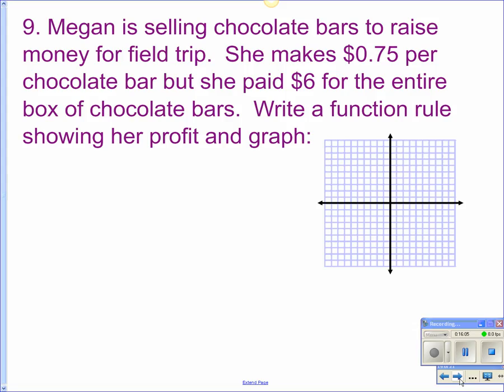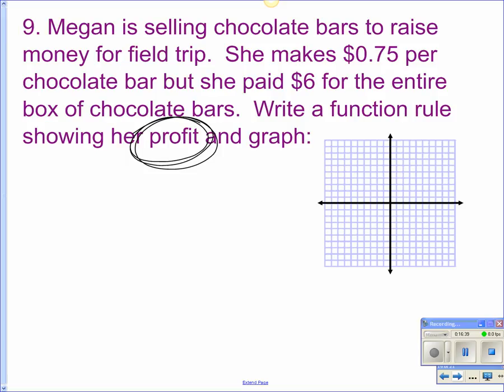All right, number 9. Megan is selling chocolate bars to raise money for a field trip. She makes 75 cents per chocolate bar, but she paid $6 for the entire box. Write a function rule showing her profit. Okay, guys, this one you're going to have to use common sense on. What is profit? Yeah, the money you get.